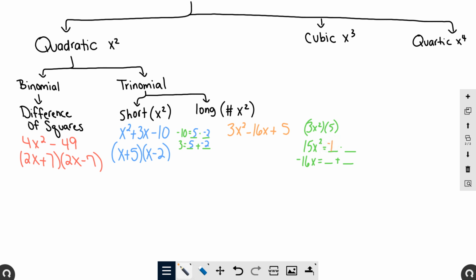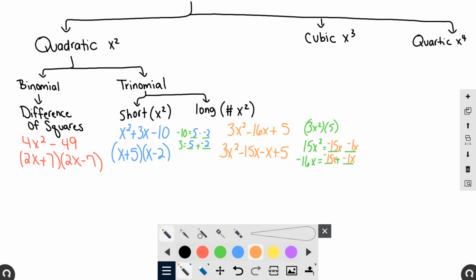Very good. Negative 15, negative 1. What also needs to go with them? And now we take those and plug them in for the middle. 3x squared minus 15x minus 1x plus 5. And then we do what?